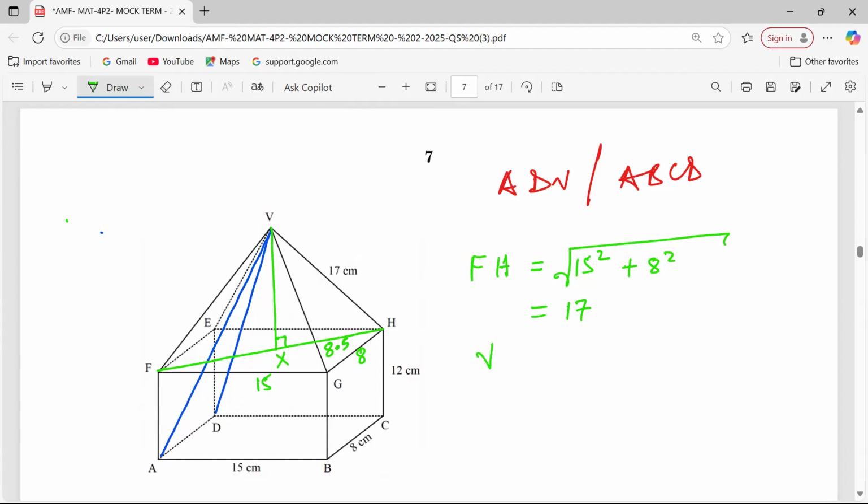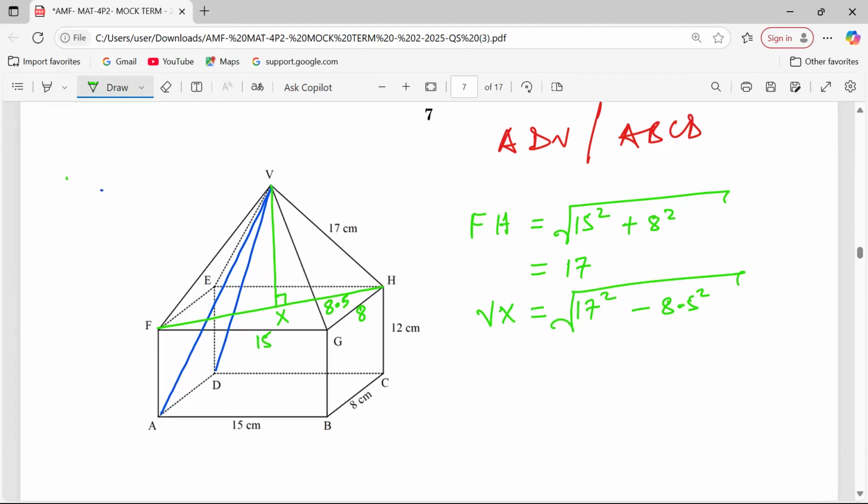So Vx is going to be 17 squared minus 8.5 squared, then I take the square root. That is Pythagoras theorem. So Vx is going to be 14.72 centimeters.